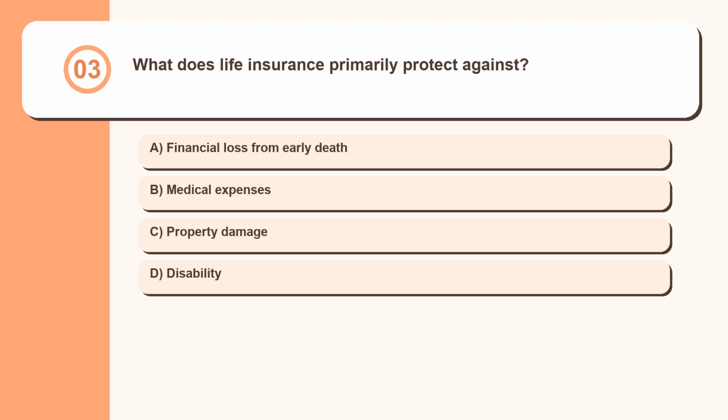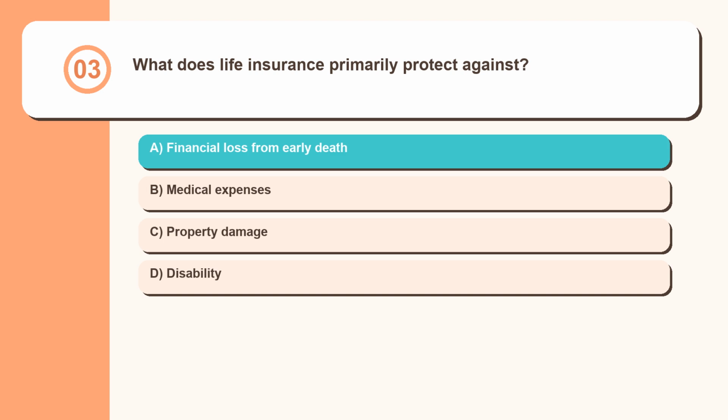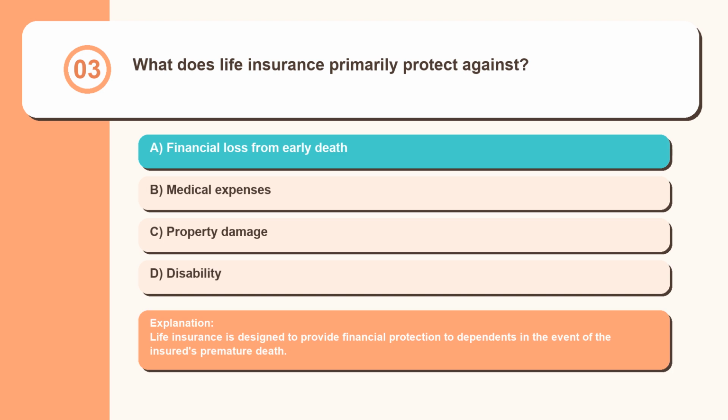Question 3. What does life insurance primarily protect against? Financial loss from early death, medical expenses, property damage, disability. Life insurance is designed to provide financial protection to dependents in the event of the insured's premature death.